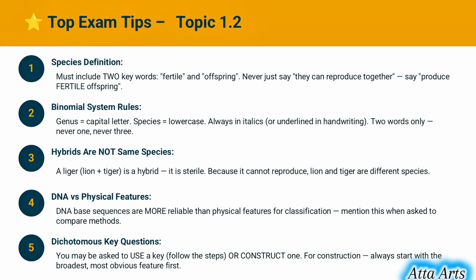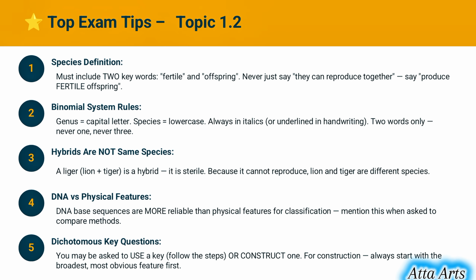Top exam tips. Before we finish, 5 exam tips that will save your marks. Tip 1, species definition. You must include the words fertile and offspring. Never just say they can reproduce, say produce fertile offspring. Examiners look for this specifically. Tip 2, binomial system rules. Genus capital letter, species lowercase, write in italics or underlined, two words only. If you write it wrong in the exam, you lose the mark.